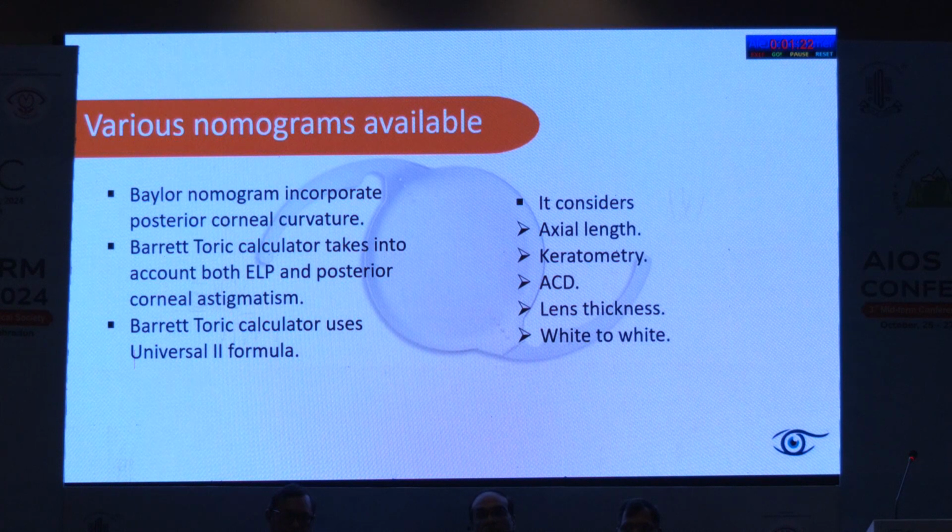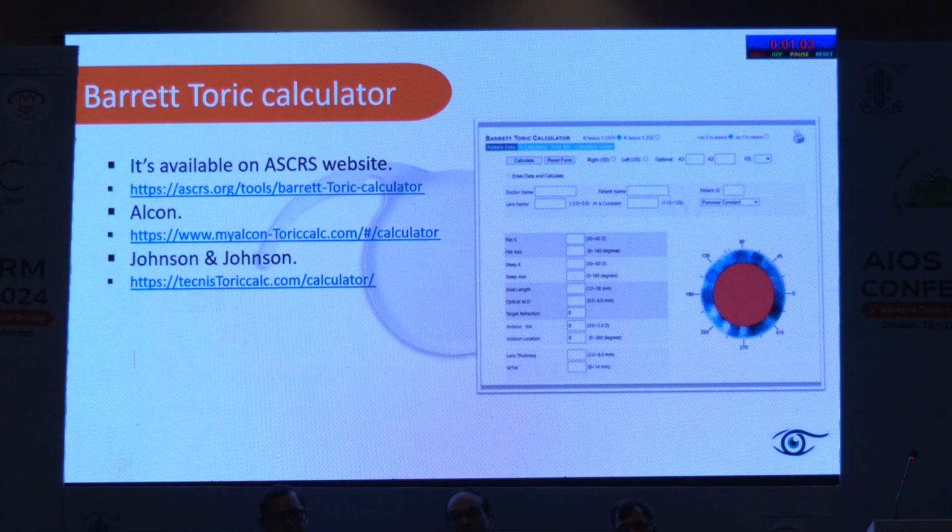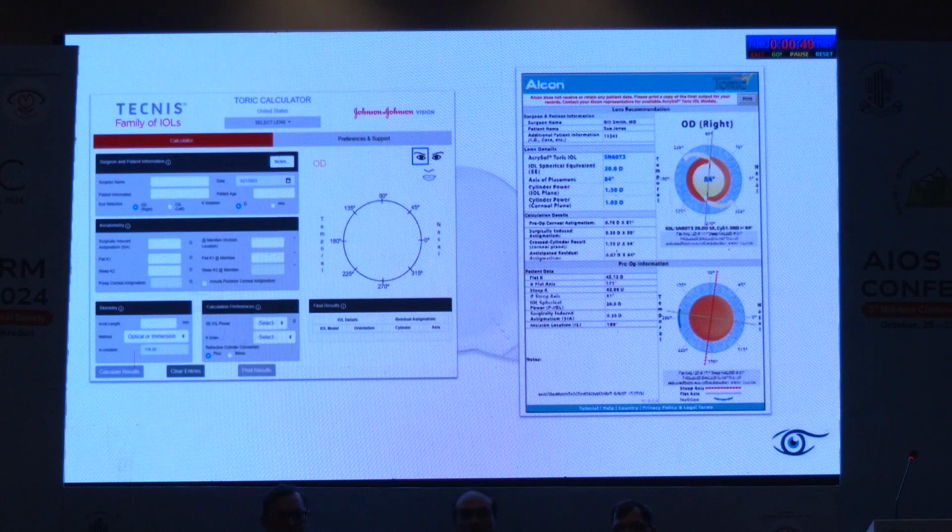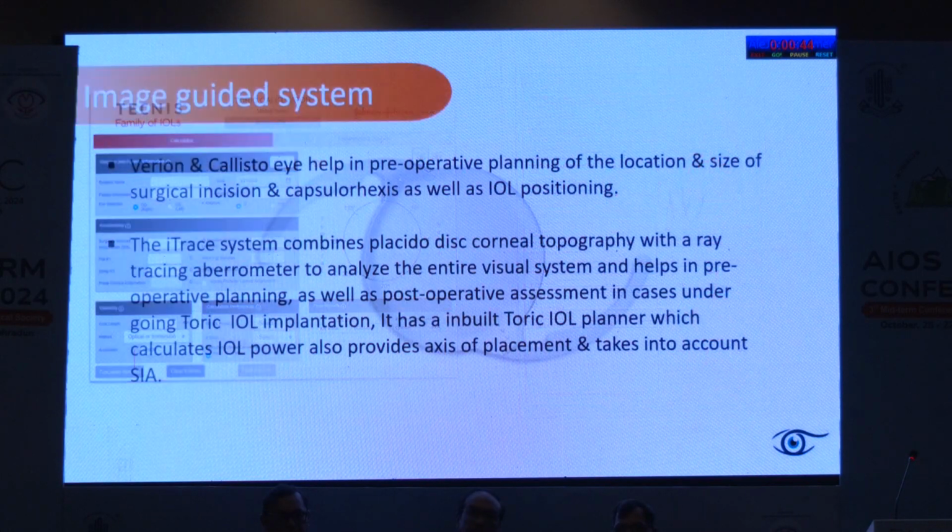So basically, the Barrett toric calculator is what everybody needs to know now, and it uses the Universal 2 formula. I think Dr. Richa has also spoken about this. It considers axial length, keratometry, ACD, lens thickness, and white to white. It is freely available on the ASCRS website, where we can just fill in the patient's data, the steep and the flat axis, and we can get our axis of alignment. This is also available with various companies for the individual IOLs that we are using. So this can be easily done.